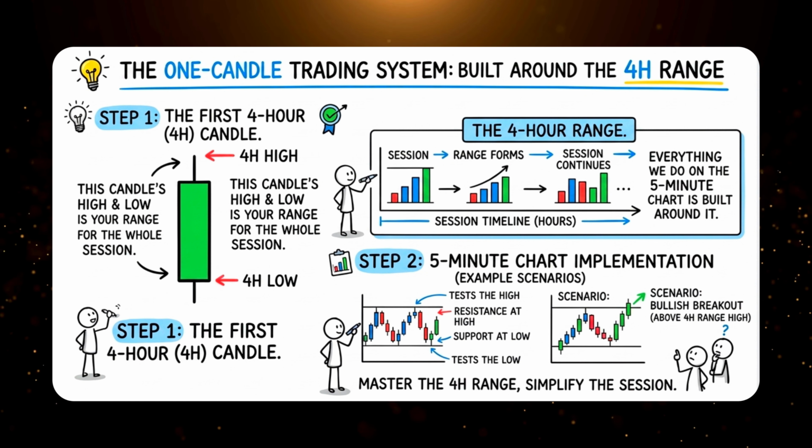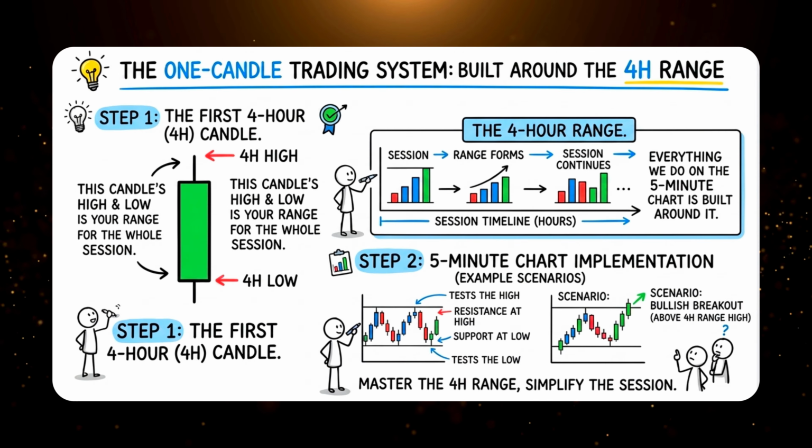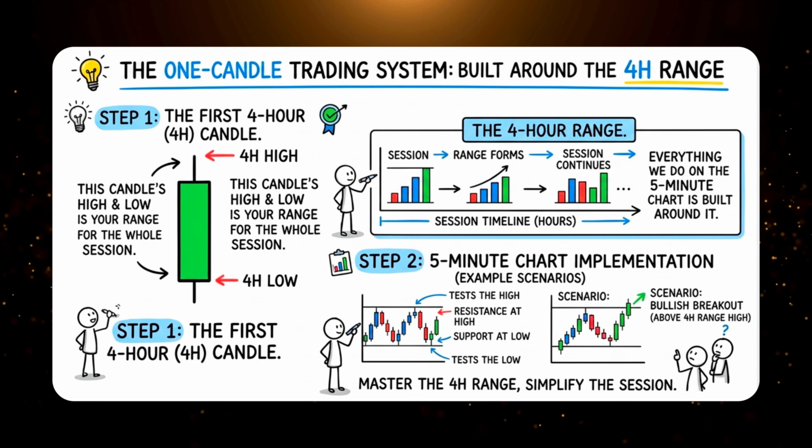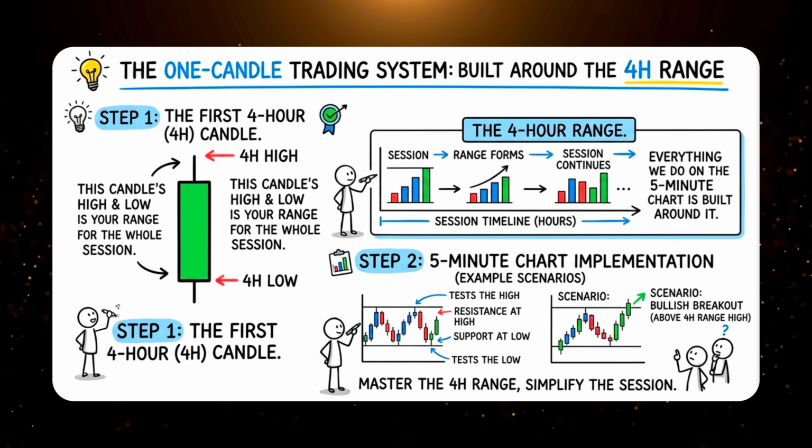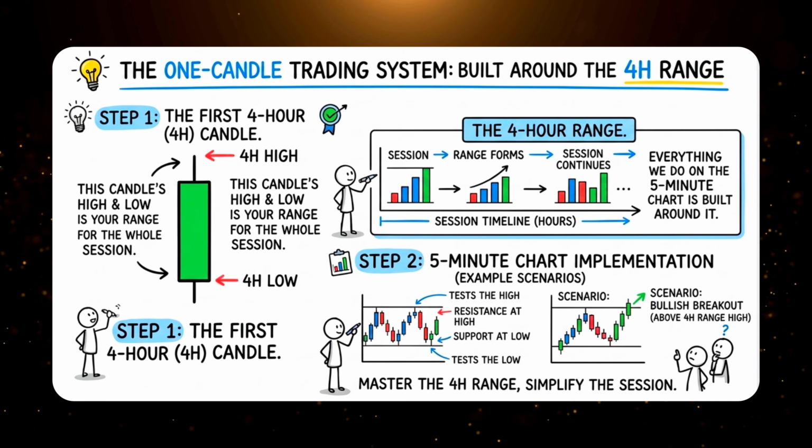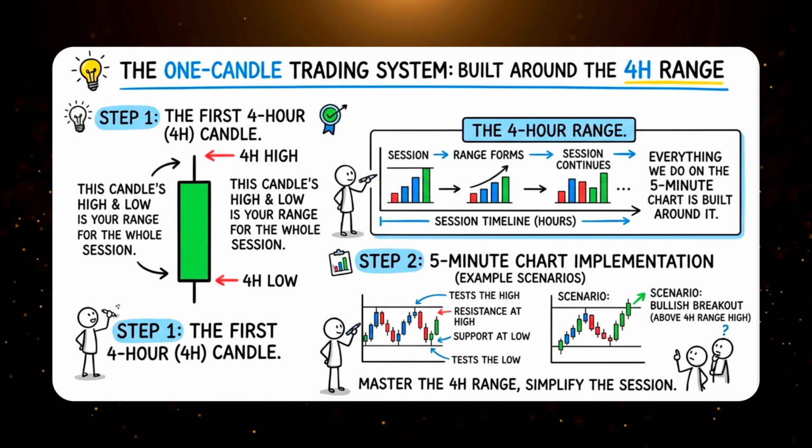The entire system runs off one candle, specifically the 4-hour candle that forms during the day. That candle's high and low is what forms your range for the whole session. Everything we do on the 5-minute chart is built around it. It's called the 4-hour range. And once you understand that, the rest is pretty simple. So let me show you how to set it up.